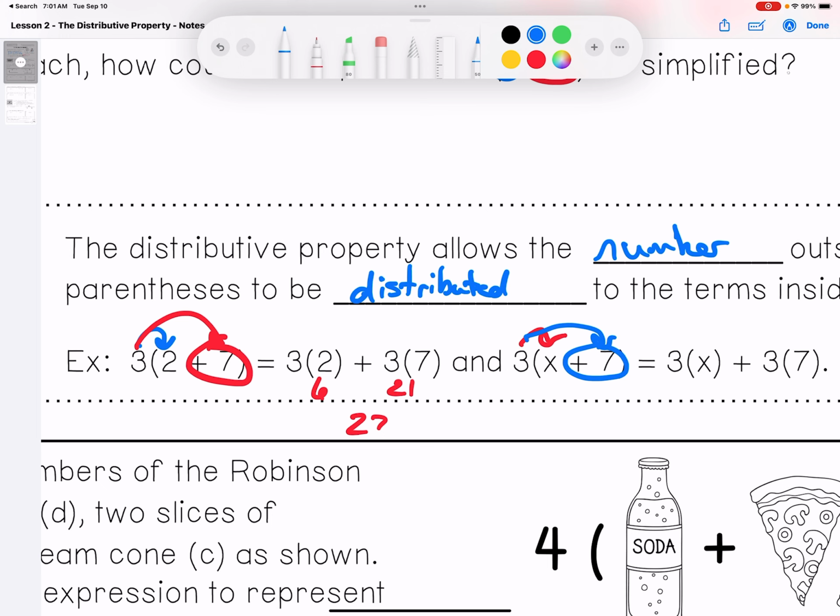plus 3 times positive 7. So you would have got 3x. You would have gotten 21, and you can't combine those when you're adding or subtracting. So that would have been all she wrote, 3x. So this one would have been 27. This one would have been 3x plus 21.